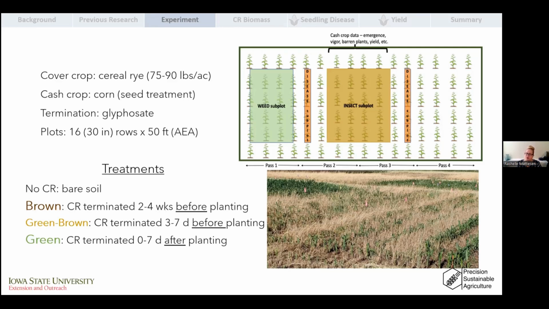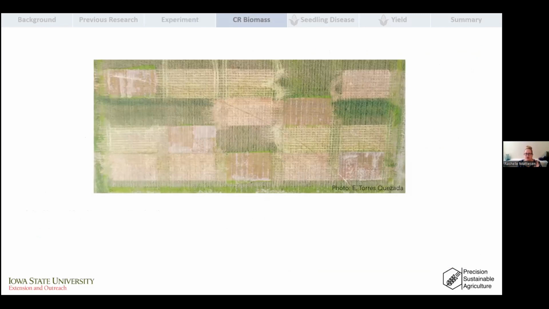So for the webinar today, I'm just going to concentrate more on planting brown and planting green and the comparisons between the two, but you'll be able to see all the treatments and what that was in Iowa. Okay, so this is moving on to cereal rye biomass.